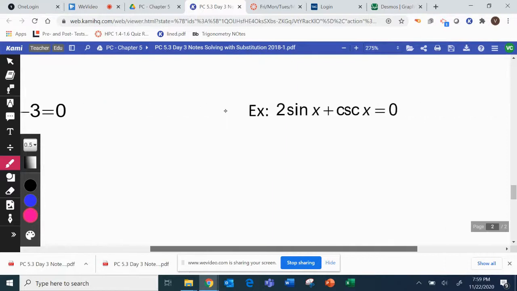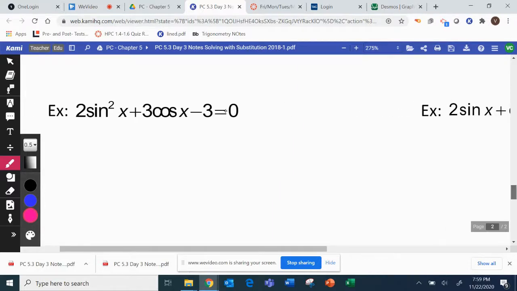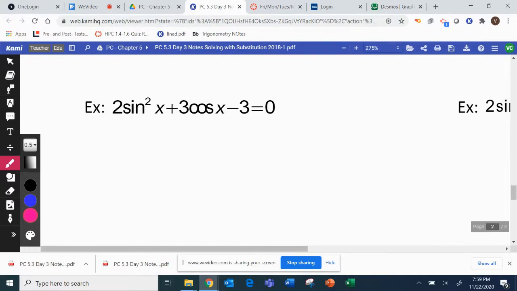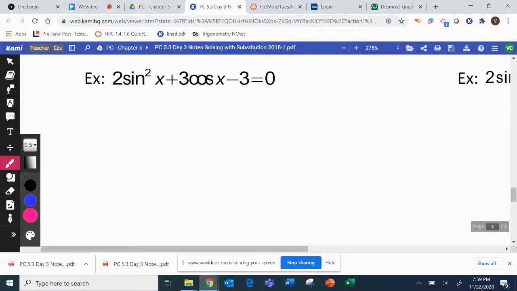I think the next 2 examples are basically the same as the first couple that I did. So at this point, if you feel good about it, you can start your assignment. Otherwise, you can just continue to watch me work these out.